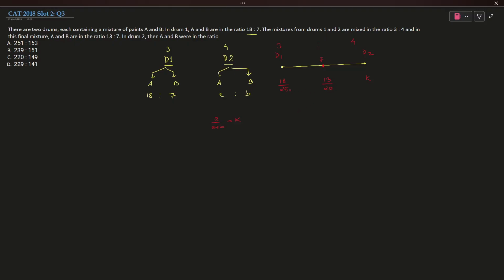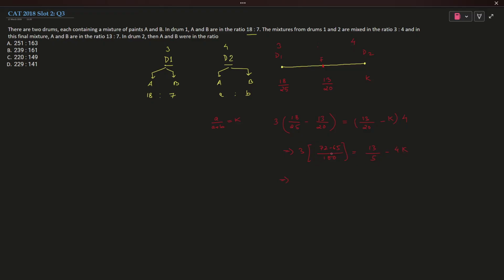If I multiply by 5, 65. If I multiply this by 4, it will become 100, so 40 and 72. So I can say (18 by 25 minus 13 by 20) multiplied by 3 should be equal to (13 by 20 minus K) times 4. With LCM 100, 4 into 18 is 72, and this is 65, which is equal to 13 by 5, right? 13 by 5 minus 4 times k.